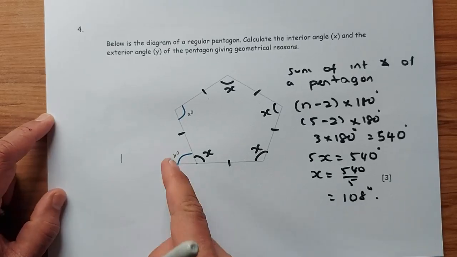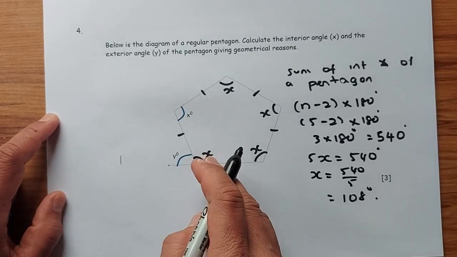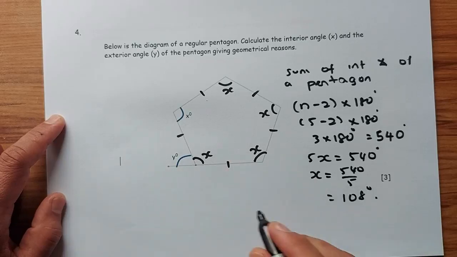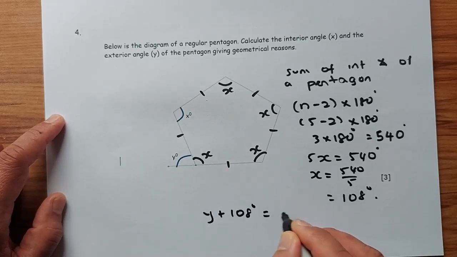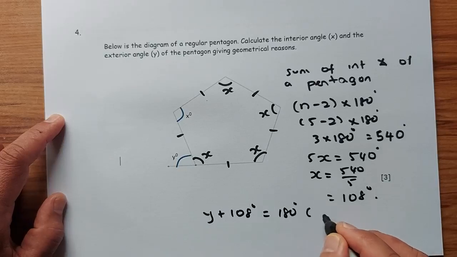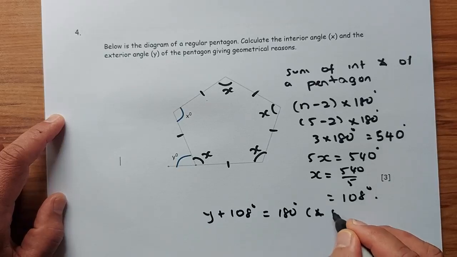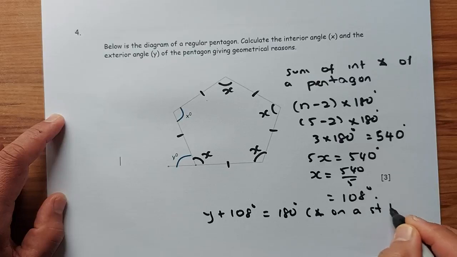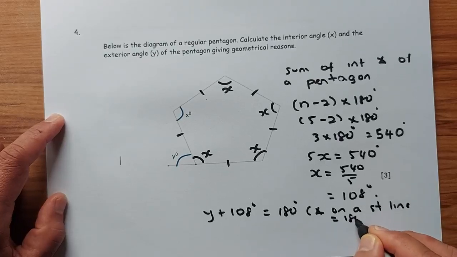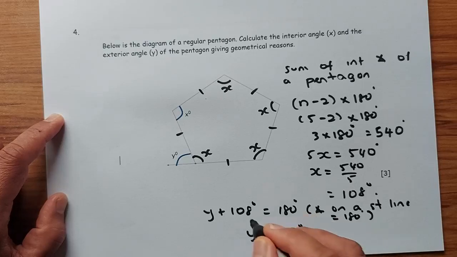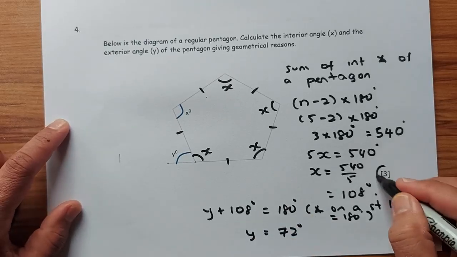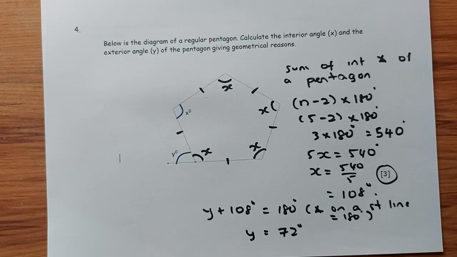So to find your y, the exterior angle, it is the same. So x is 108, so this angle is on a straight line. So y plus 108 degrees is going to be 180. The reason is angles on a straight line add up to 180. So y is simply 72 degrees because 180 minus 108, and that will give you 3 marks in the exam.